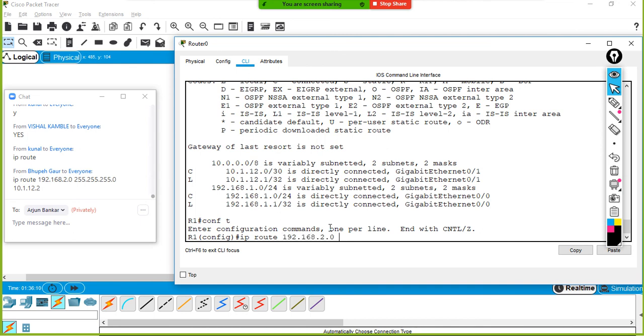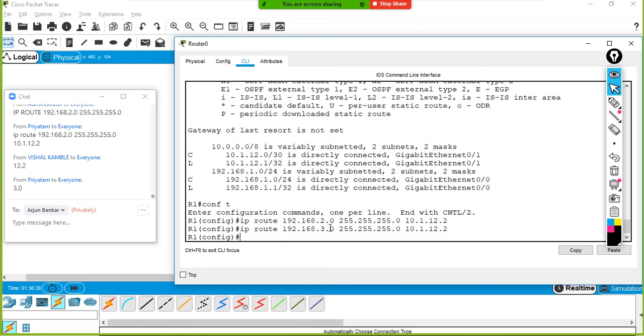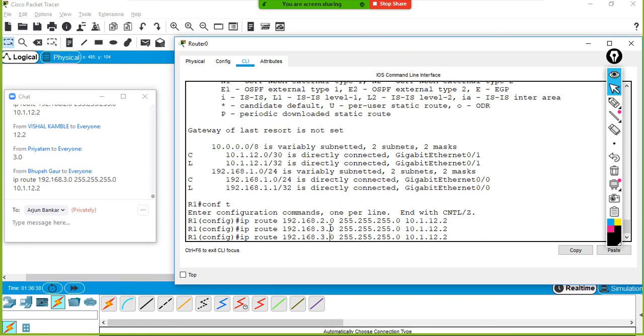192.168.2.0. Right? We are writing the route for 192.168.2.0. Then 255.255.255.0. Then after that, what's the next hop, guys? What is the next hop? 10.1.12.2. Very good. Then after that, we need to write one more route. What is that? 192.168.3.0. Then after that, one more. What is that, guys? 10.1.23.0. But the subnet mask is going to change. Right or wrong?